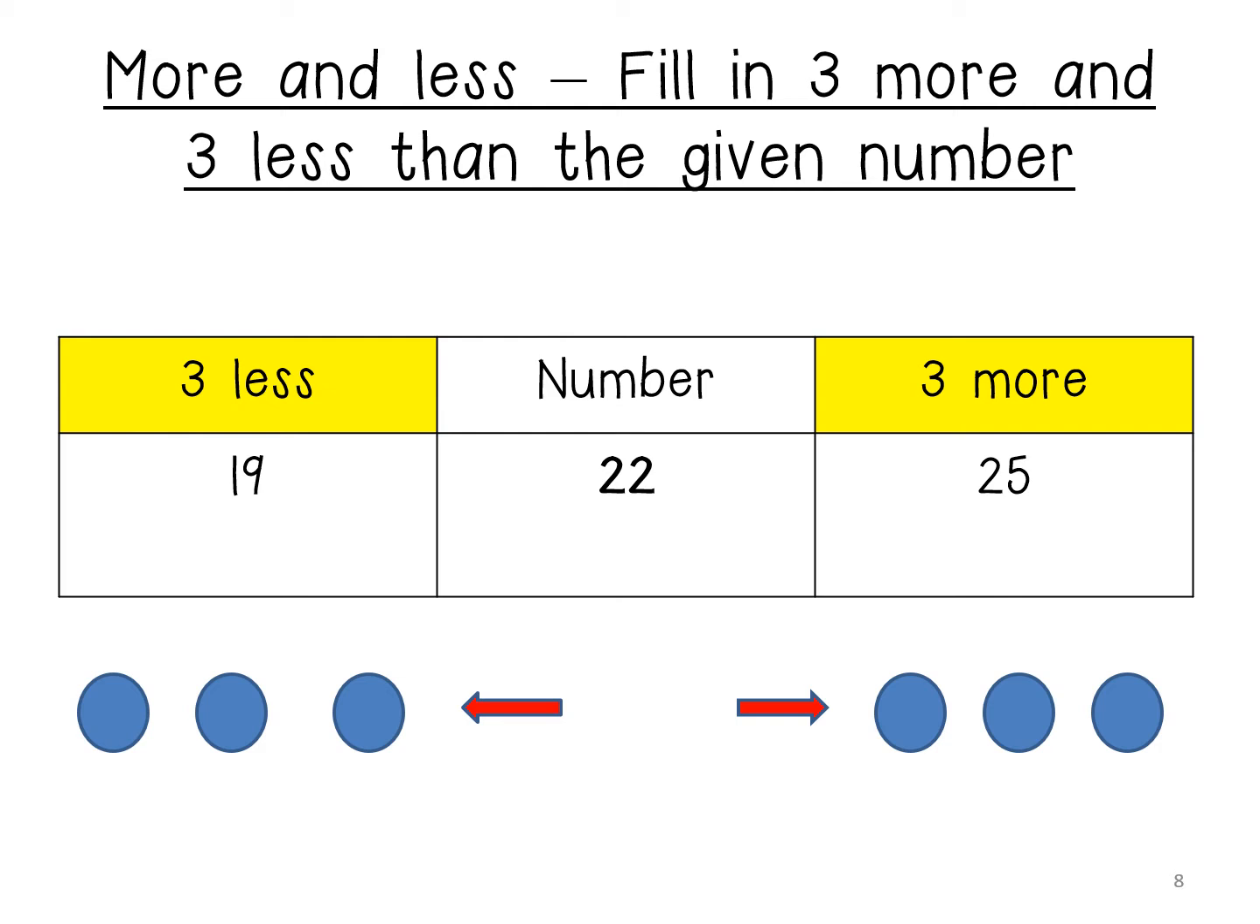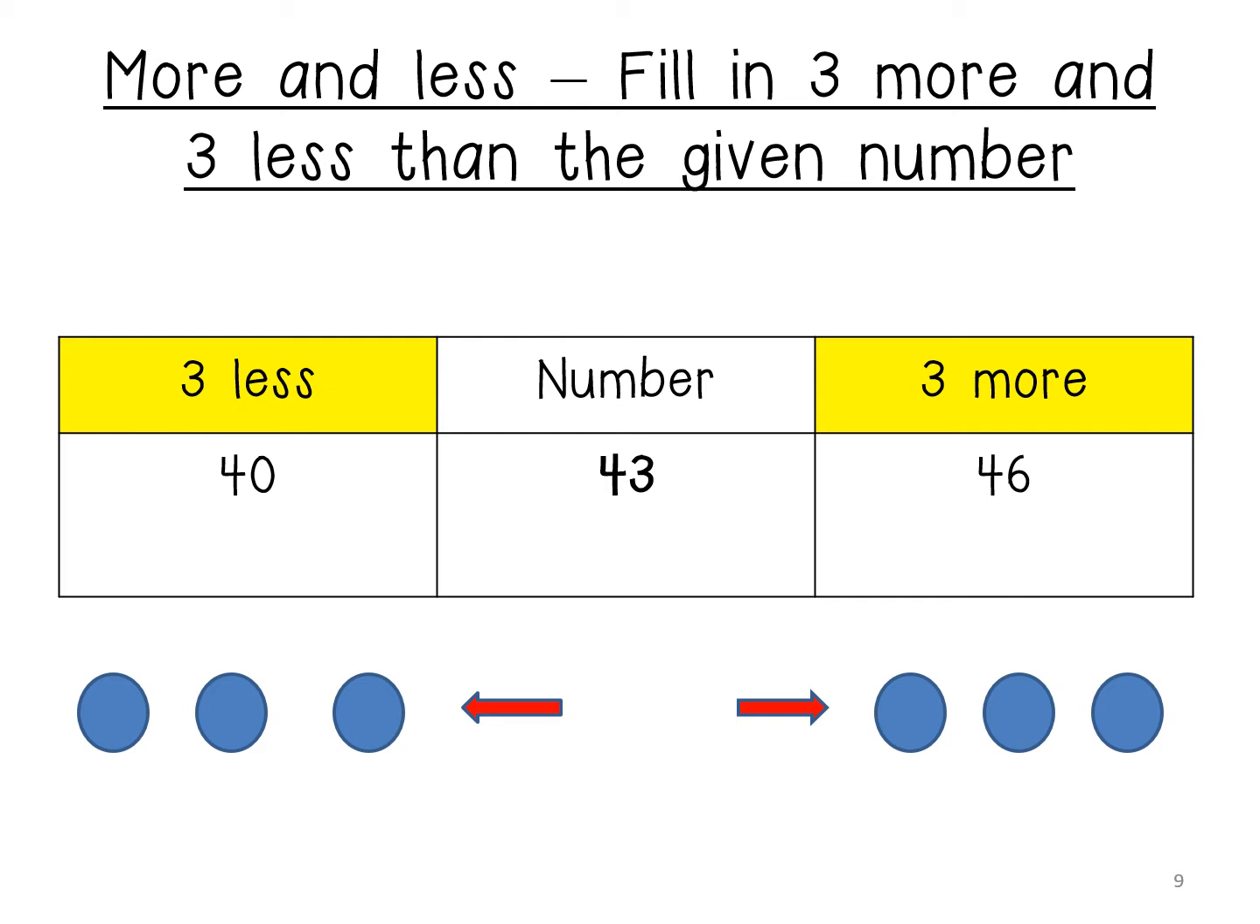So 22, 21, 20, 19. So the answer is 19. Now we need to count 3 more than 22. 23, 24, 25. So the answer will be 25.